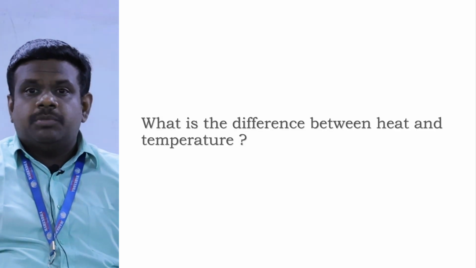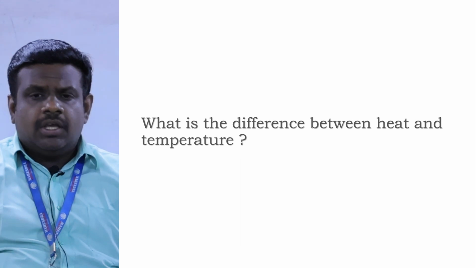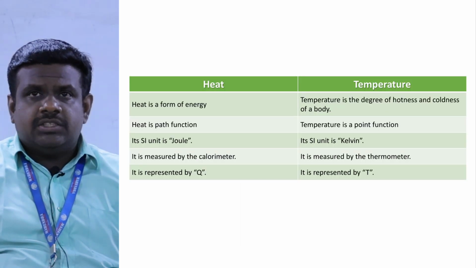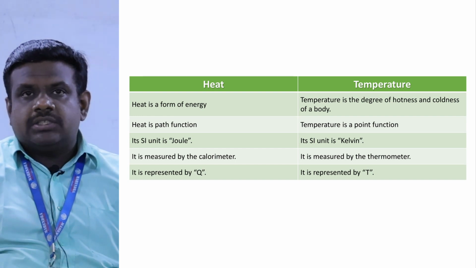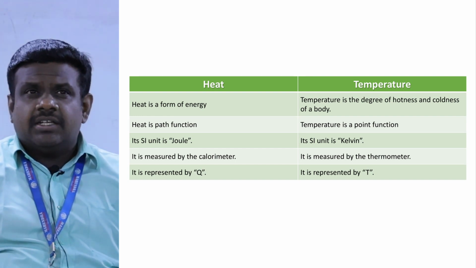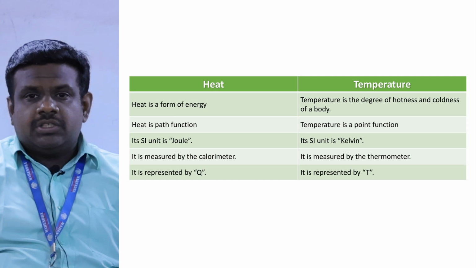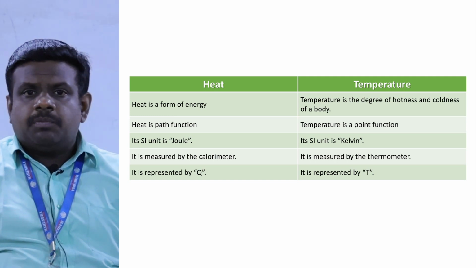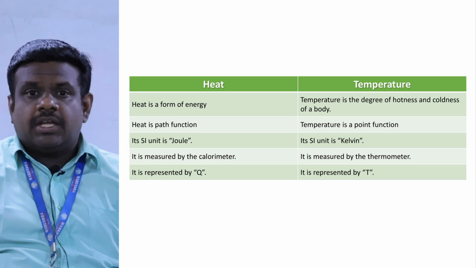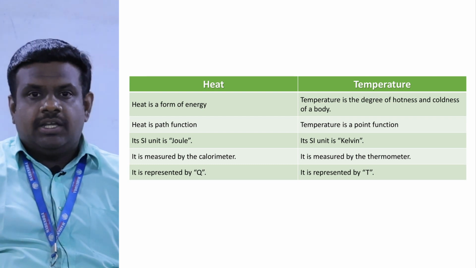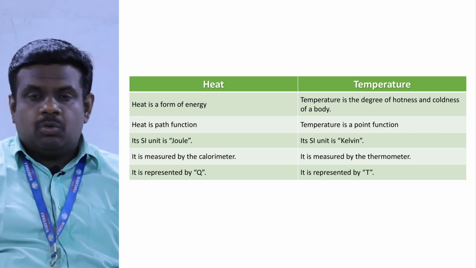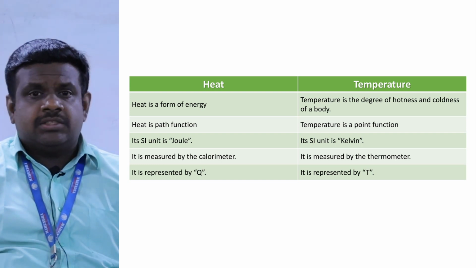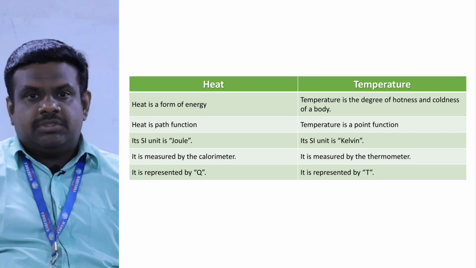So what is the difference between heat and temperature? Heat is nothing but a form of energy, and temperature is the measurement of hotness or coldness of a body. Whereas heat is a path function and temperature is a point function. Where point and path are defined as when you draw an XY graph, where the X and Y determine a point, and the line drawn towards the X and Y is determined as path, where the heat comes in.